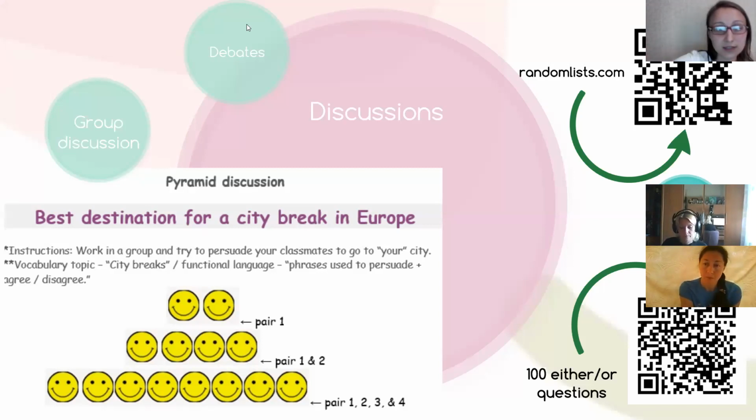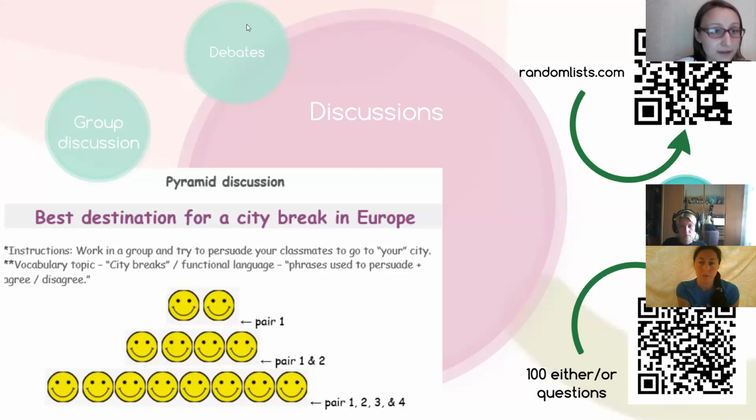For example, your topic is city breaks. The functional language you need to practice is phrases used to persuade, agree and disagree. So what can you do? You can give every student a card with a city name, and then when you start, you ask your students to work in pairs first and persuade his or her partner to go to the city that he or she has. Then, when in a pair, they have one city because one student persuaded another one to go to this city.